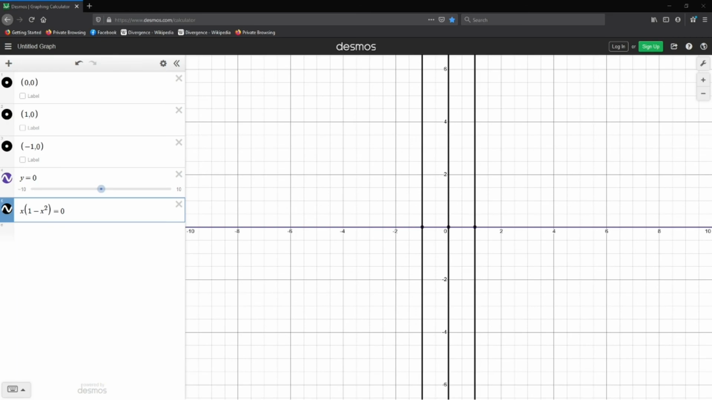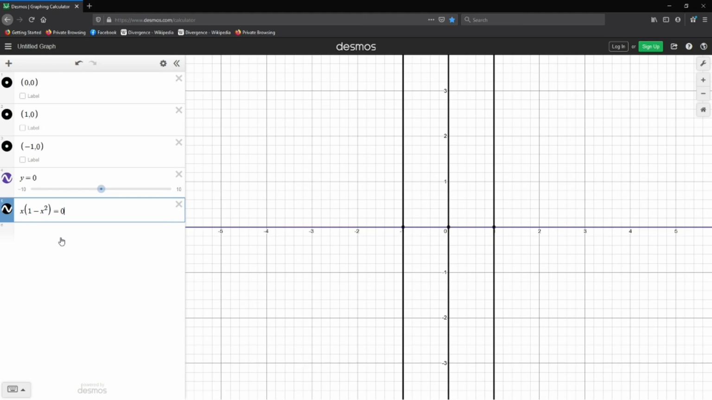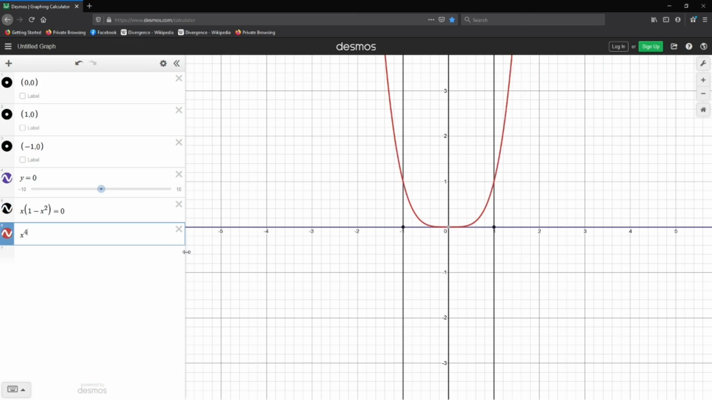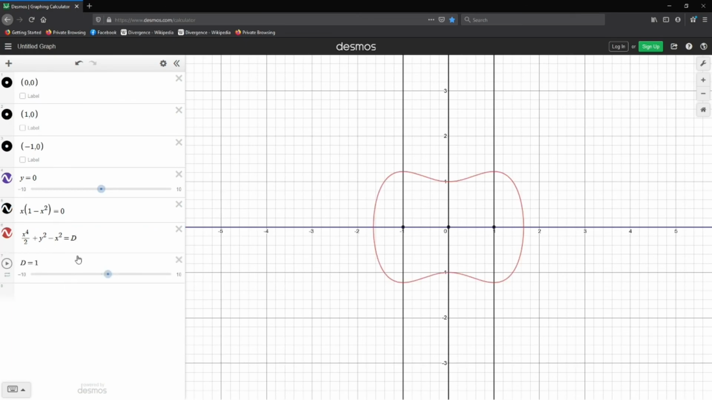So this is the Desmos plot, and I've included a plot of the null lines, specifically when y equals 0 and when x equals 0, 1, or minus 1. So we have the critical points here and the null lines. And then if we go through and plot that solution that we just found, x to the 4th over 2 plus y squared minus x squared is equal to d, and we add a slider for d.